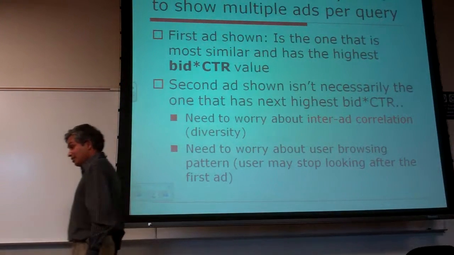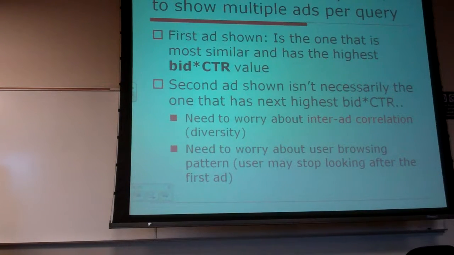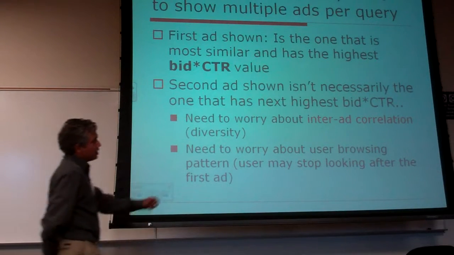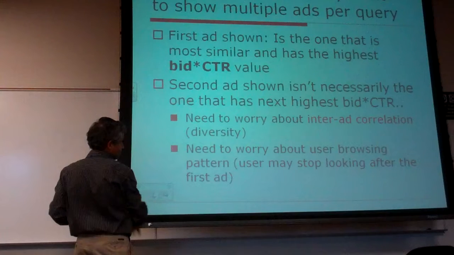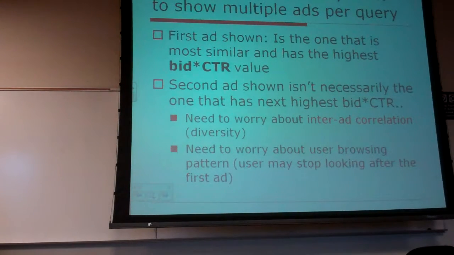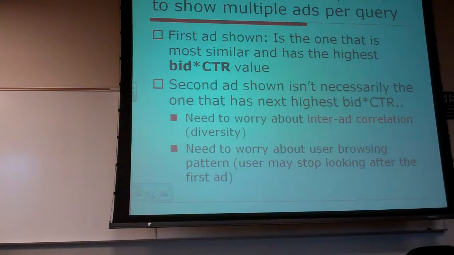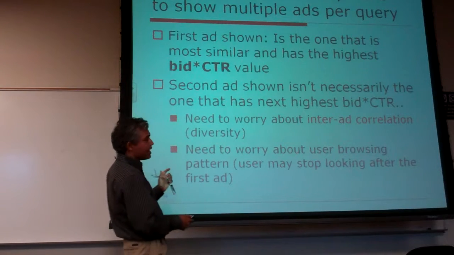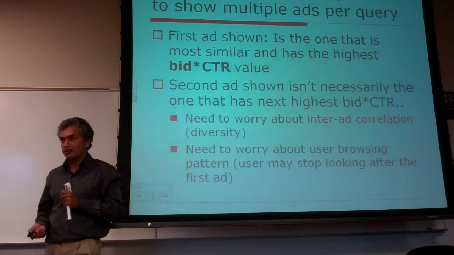All of these will come into play when you are trying to decide how to rank the advertisements. Until now, you did not rank the advertisements. You were only showing one. You now are showing multiple advertisements per query. So you need to worry about the inter-ad correlation, which is a diversity issue. You also need to worry about the user browsing patterns, in the sense that the user might just get sick and tired of browsing and stop after some point. So those two have to be taken into account in ranking the advertisements.